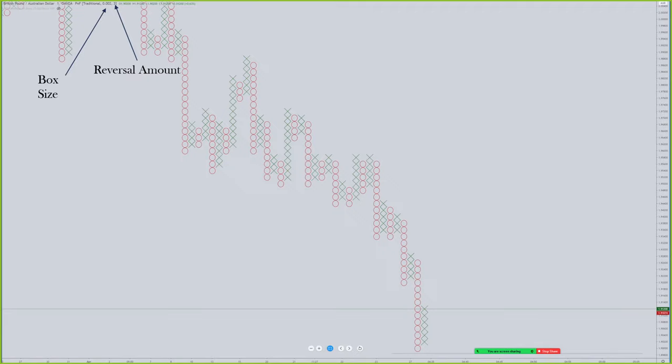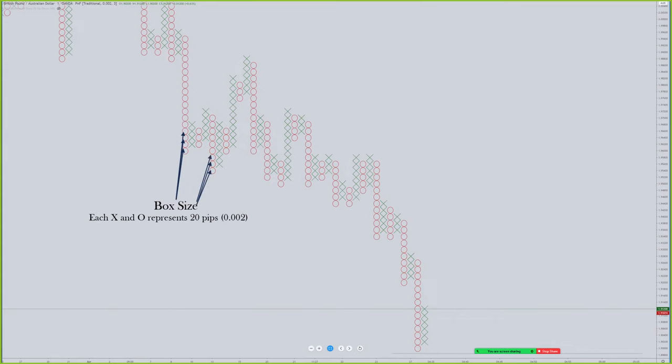Now, the reversal amount is how many boxes worth something's got to reverse. Thankfully, I redid this a couple months ago and did a recording so I could show you what the reversal amount looks like. But anyways, box size: each X and O is a box, and each box represents 20 pips because that's a 20 pip box size chart. So if there are three X's in a column and only three X's, how many pips worth of movement is that if there's 20 pips? Yeah, 60. Very, very easy.